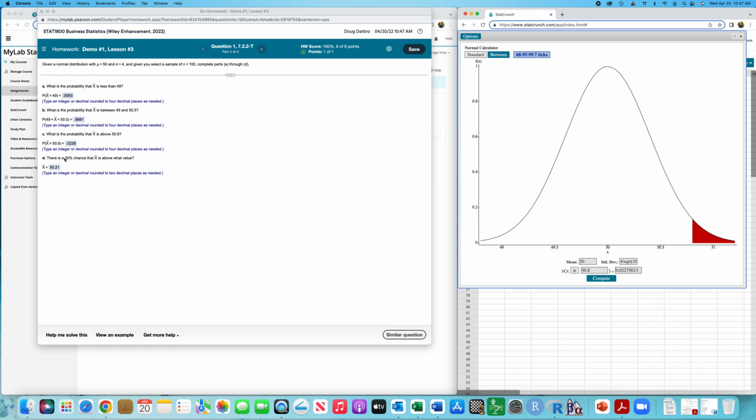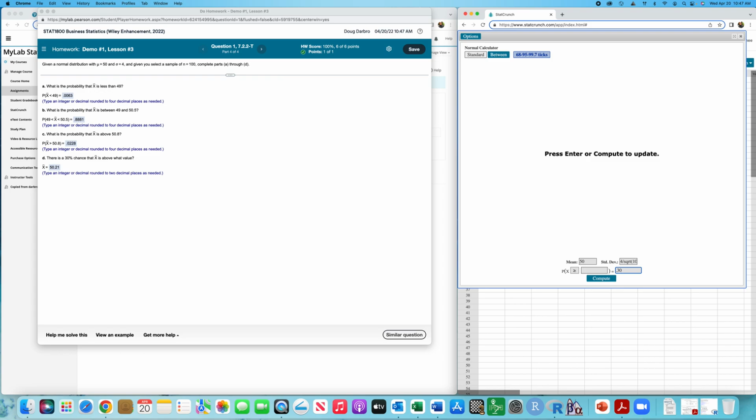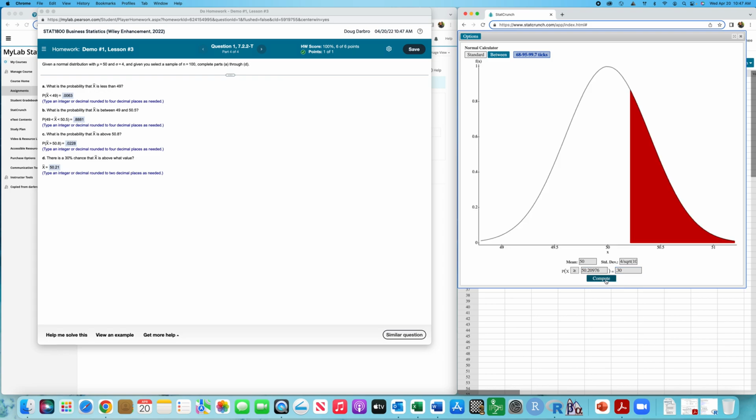So part D is a little different. This says there's a 30% chance that a particular mean is above what value. So what I need to do here is select above, but I need my answer, so to speak, to be the 30%. So what I want is to find the value that has 30% of the distribution above it. So I'm not actually calculating a probability like I did in A, B, and C. I'm finding the value that separates the top 30% from the lower 70%. So you can see I get 50.21, which I have entered there.